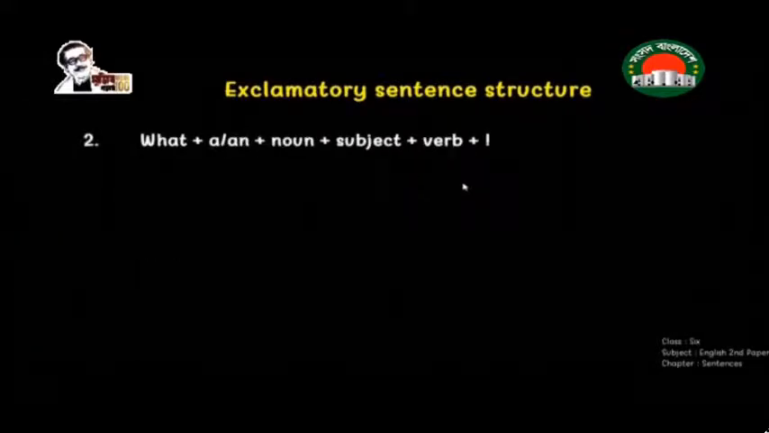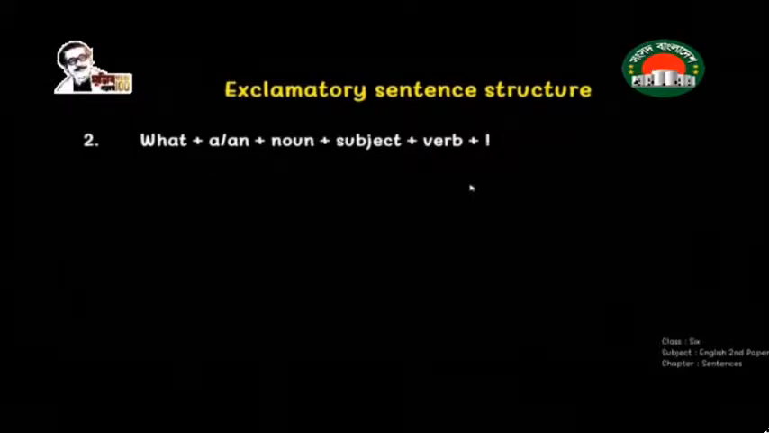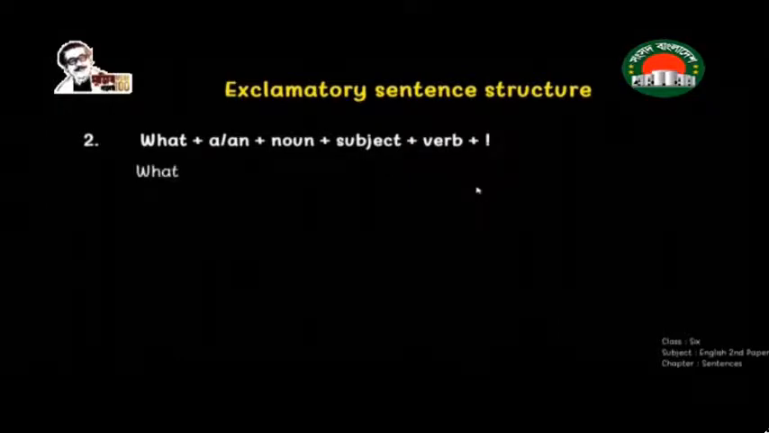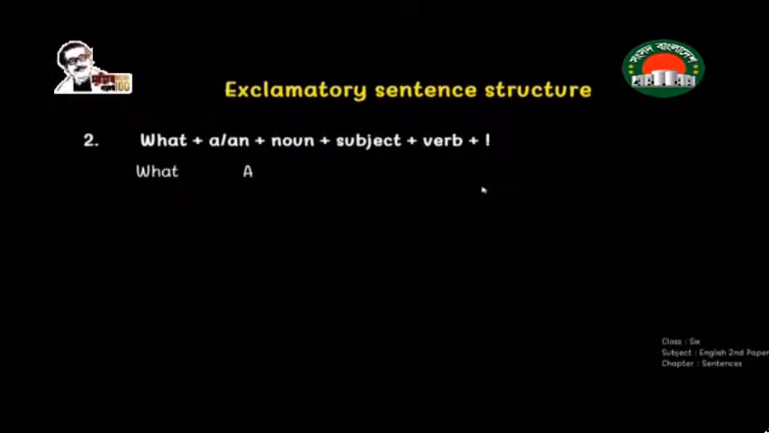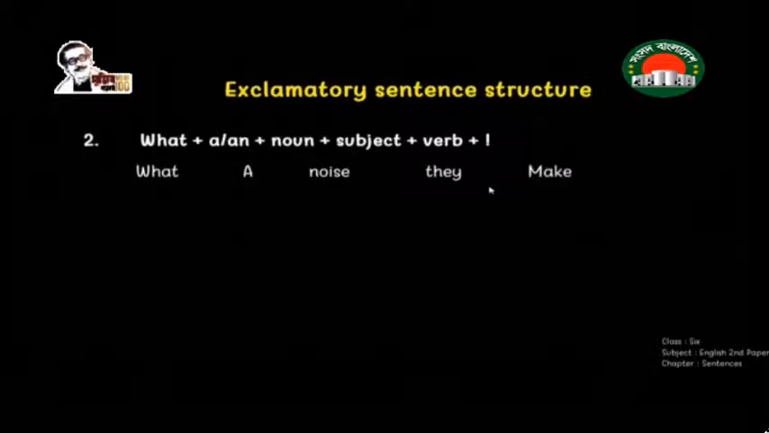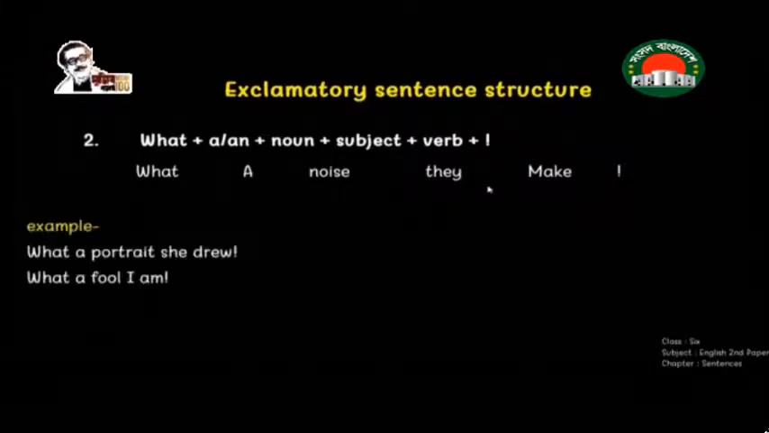What, and then article a or an, then a noun, then subject, then verb, and then exclamation mark. So to make an exclamatory sentence, let's take what first. Then you need article a or an. We take a according to the noun. So noun is noise. Then we take subject, they. Then verb. As verb, we can take make, and then exclamation mark. So what's the sentence? What a noise they make! So let's see more examples like it. What a portrait she drew! What a fool I am!